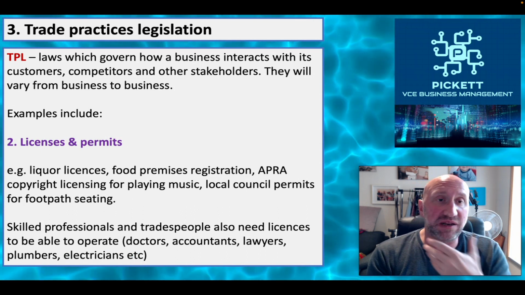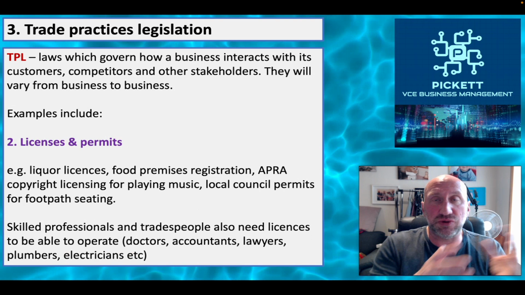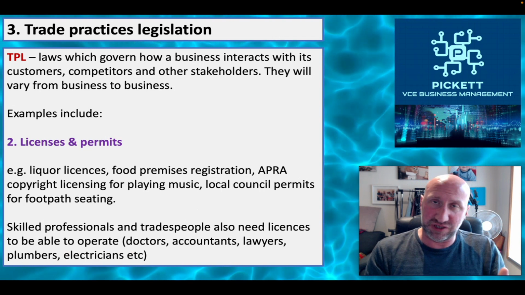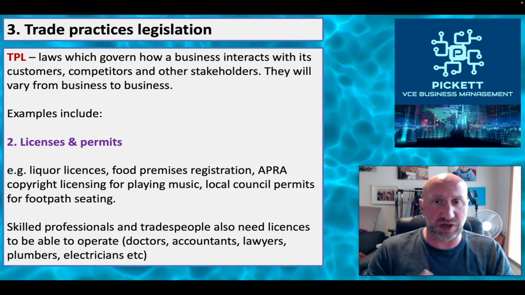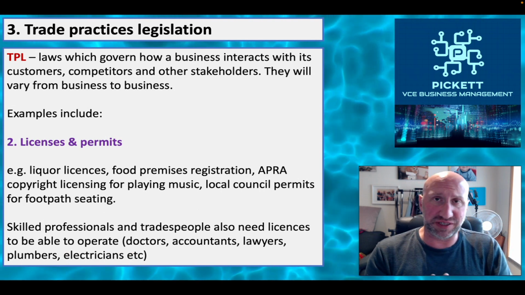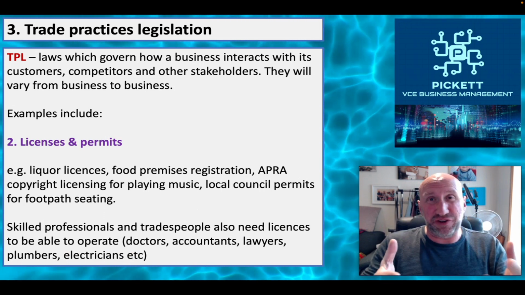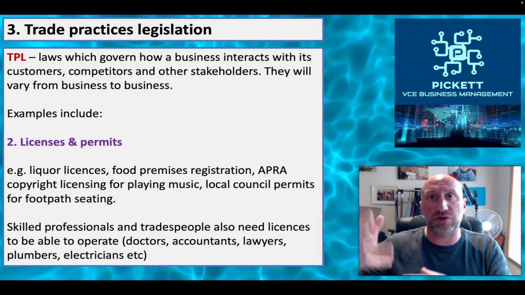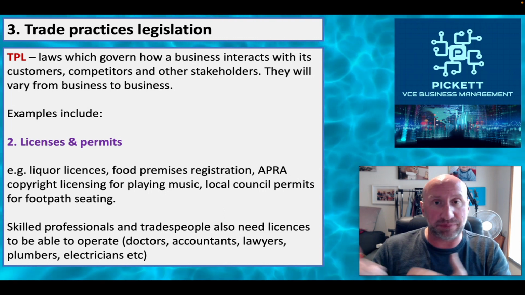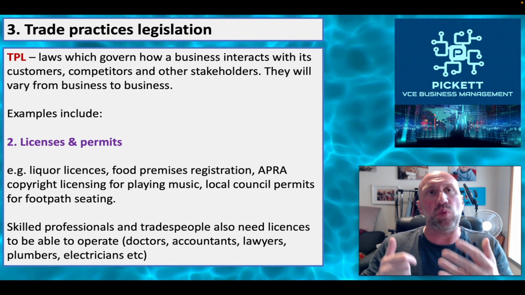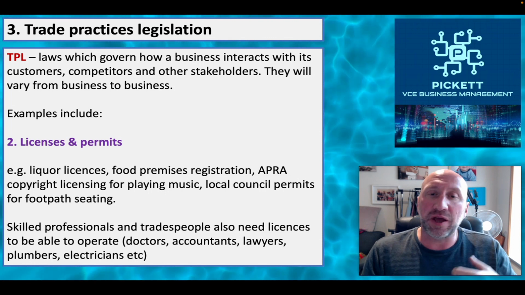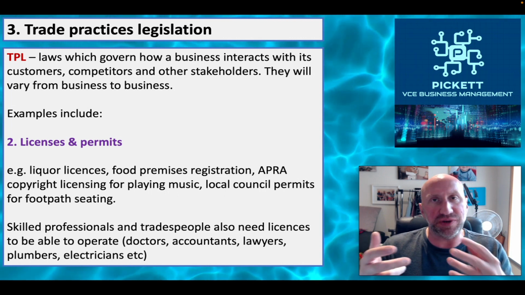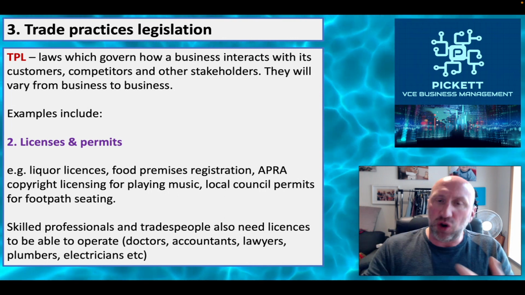Some other examples would be licenses and permits. Again, this is not new to us. We looked at this earlier in the year. So your liquor licenses if you're going to sell alcohol, food premises registration if you're going to have any kind of food operation within your business, APRA copyright licensing to play music. So if you want to play music in your venue, if you've got a restaurant, a bar, a cafe, whatever, legally, you can't just play music. You need to get a license for playing music, and there are different types of licenses depending on what type of music you want to play. Local council permits for footpath seating. If you've got a cafe, you can't just stick tables and chairs outside. You would need to get a permit from the council to allow you to do that. All this sort of stuff.